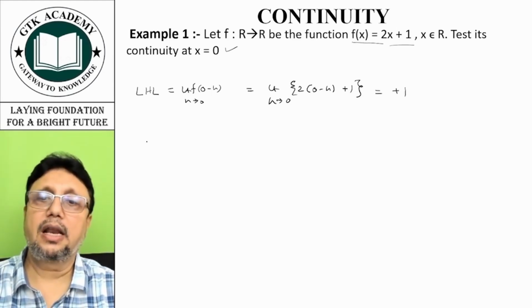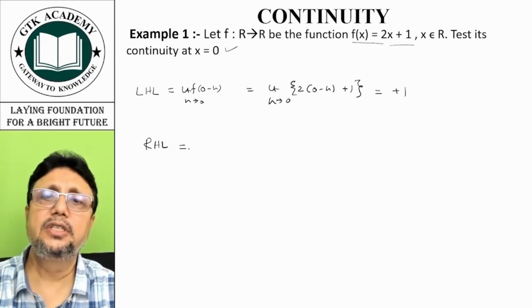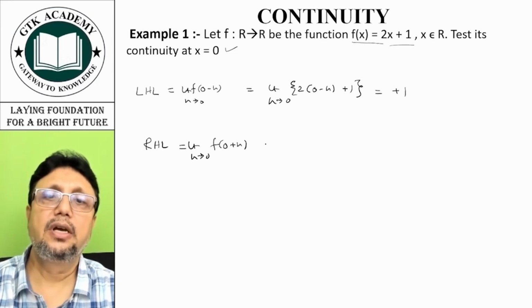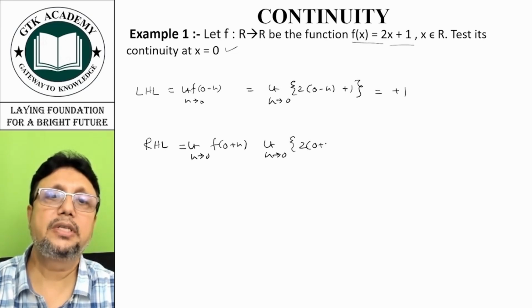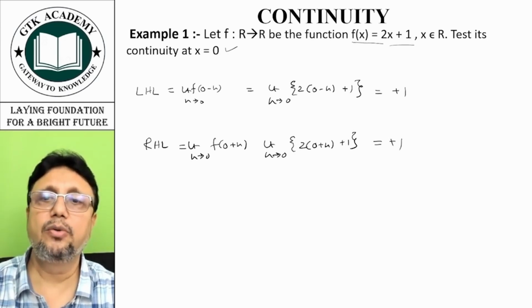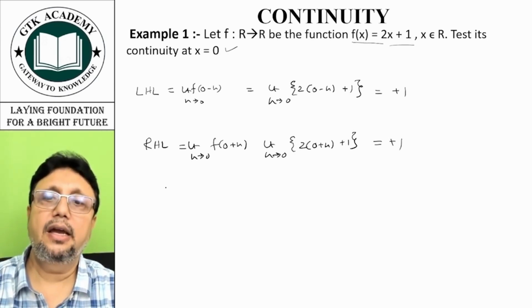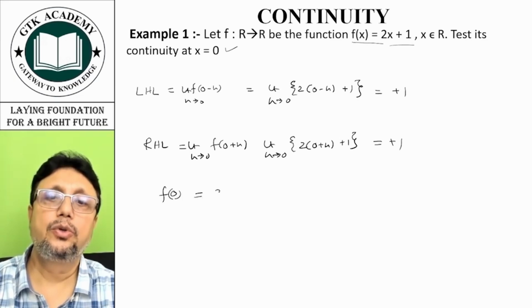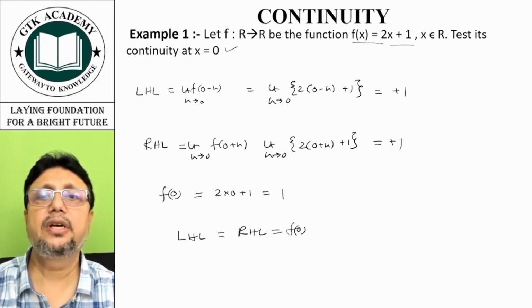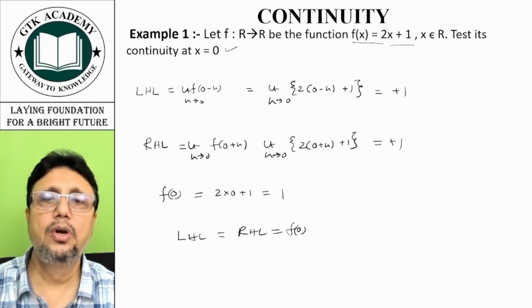plus 1. The right hand limit is equal to the limit as h tends to 0 of f(0 plus h), which is the limit as h tends to 0 of 2(0 plus h) plus 1, which is also equal to plus 1. So the right hand limit is equal to the left hand limit, and f(0) is equal to 2 into 0 plus 1, which is equal to 1. So the left hand limit is equal to the right hand limit is equal to f(0). That means the function is continuous at x equal to 0.